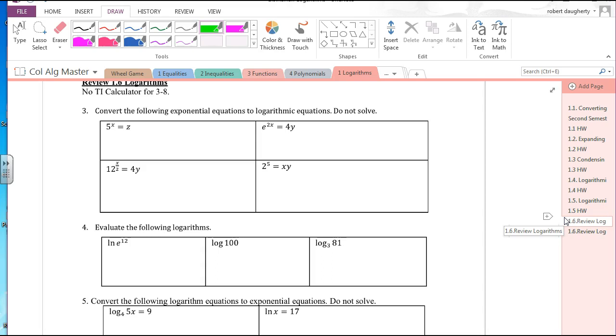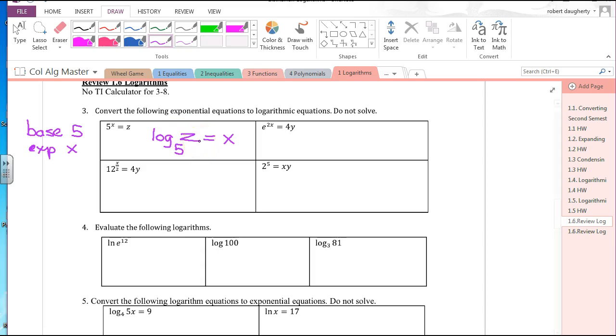So if I look at this, the base is 5. The exponent is x. In logarithm, this means the log base 5, and the exponent is always on the other side of that equal sign by itself. The only thing I haven't written is z. So the log base 5 of z equals x.